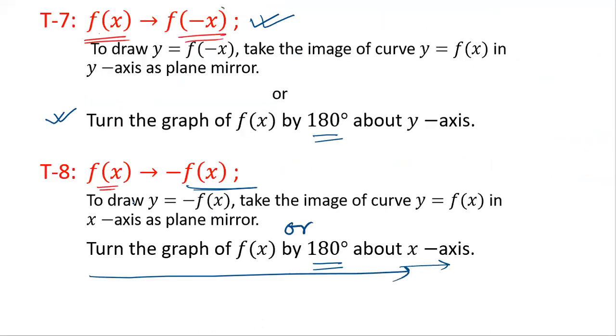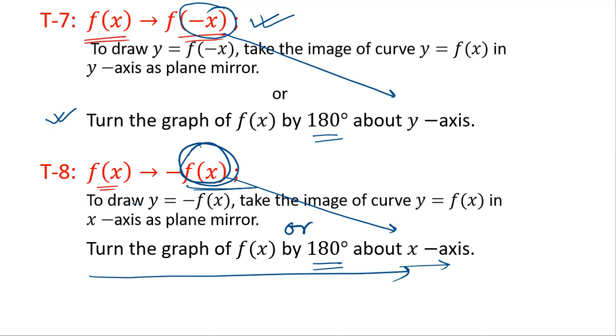You are changing the input. For this transformation, if you are changing the input, you should rotate about the y-axis. And here, you are keeping the input the same, but you are changing the output. So the graph is changing about the x-axis. These are the key points that you have to remember to draw the basic function graphs and their transformations. These are very much necessary to remember.